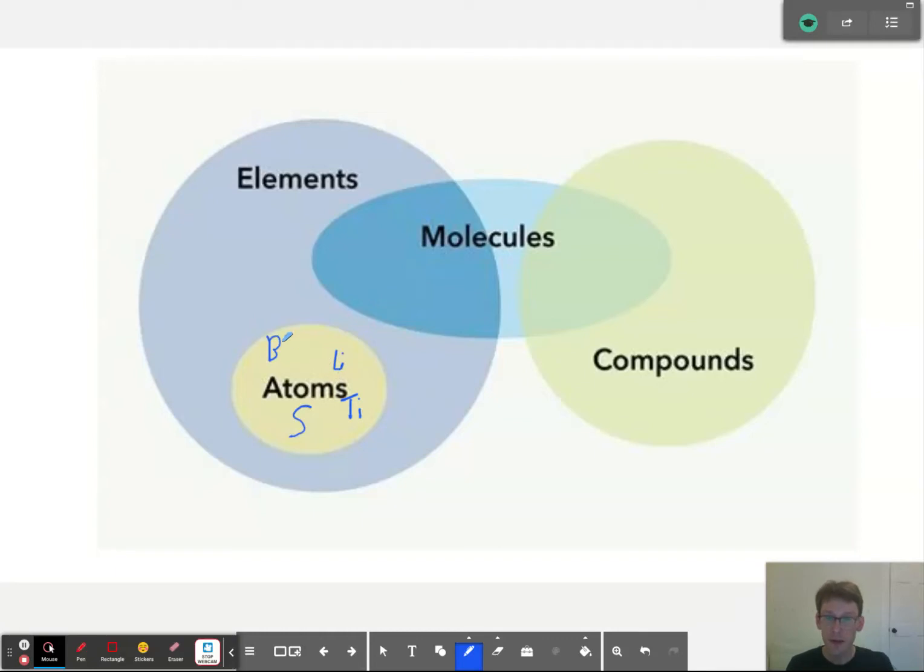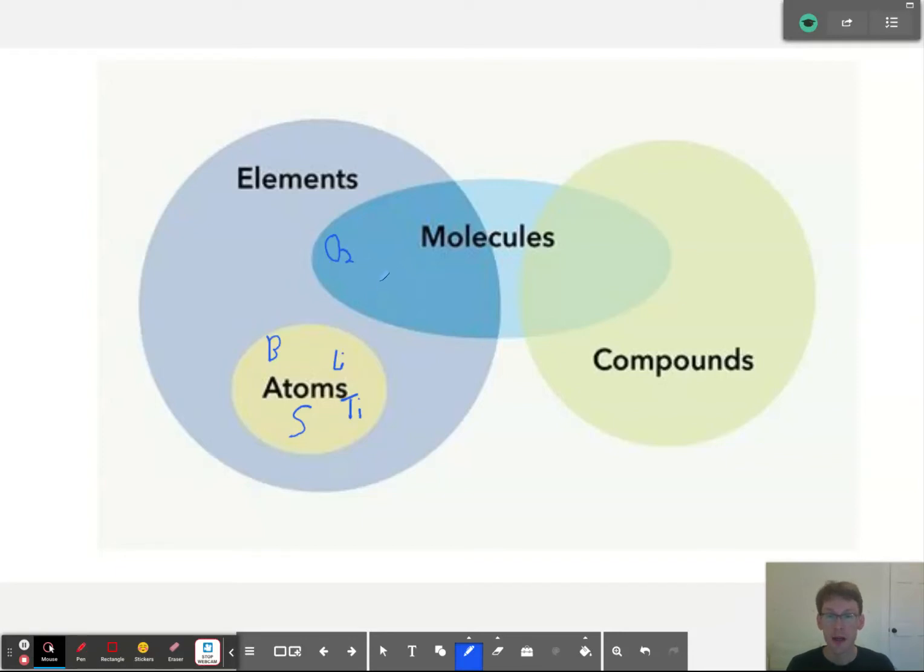And as I've written these, there's only one atom of boron here. There's only one atom of lithium here. And so they are considered atomic elements. By contrast, there are molecular elements that exist as more than one atom of that element bonded together chemically. And that is shown with this subscript.